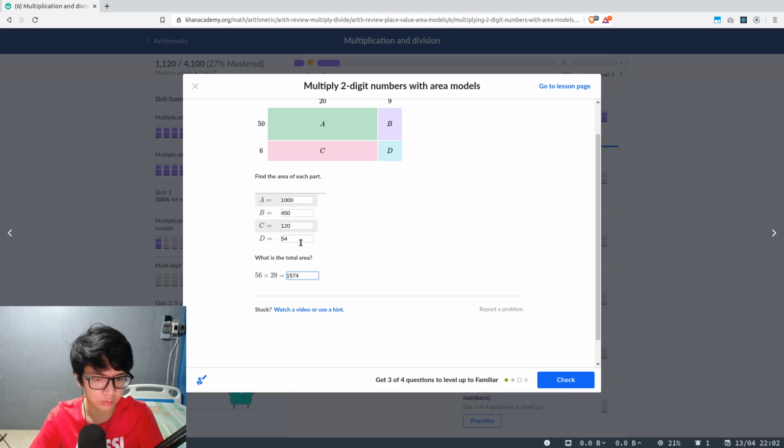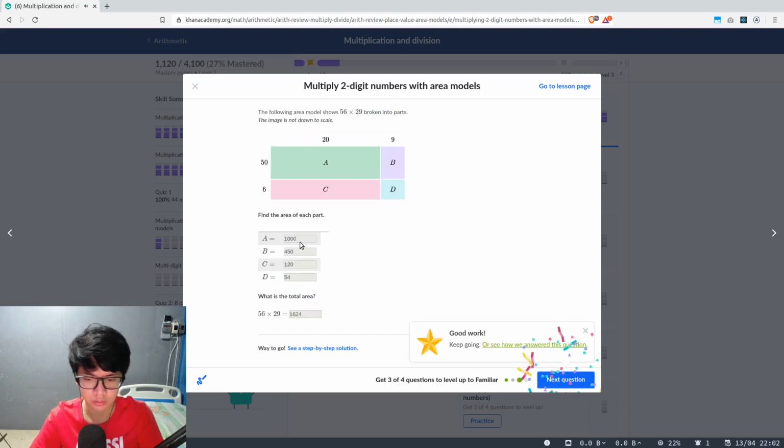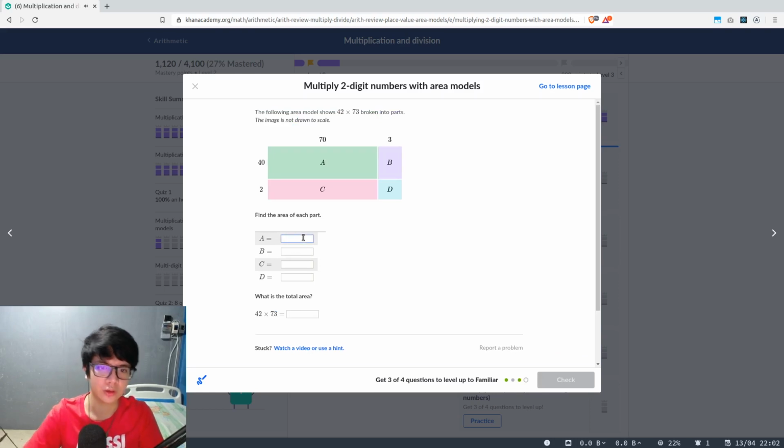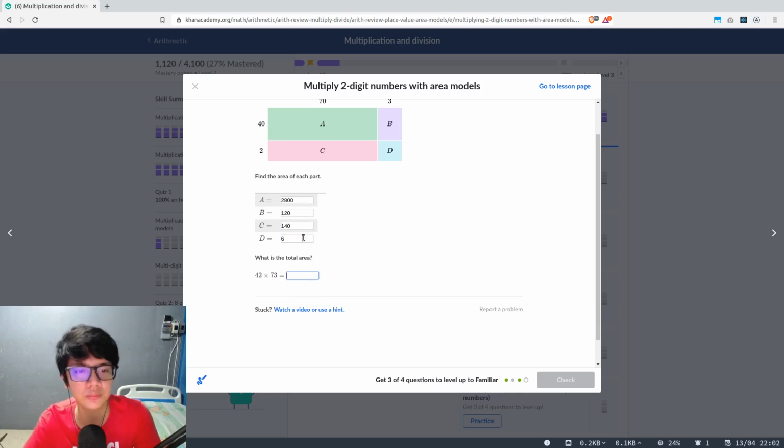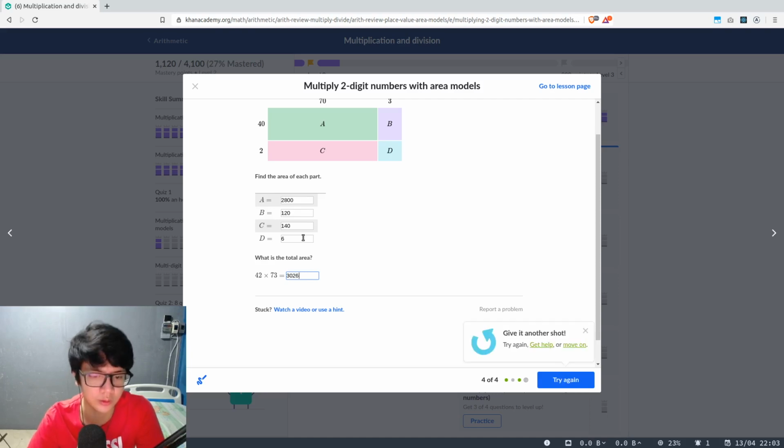For here, we have 2 and 6. Okay, cool. So it's gonna be 2,800. For B, we have 120. For C, we have 140, and for D, we have 6. Okay. 2,920. It's gonna be 3,020. Yep, 6. Oh fuck.